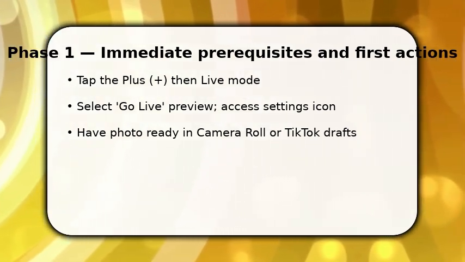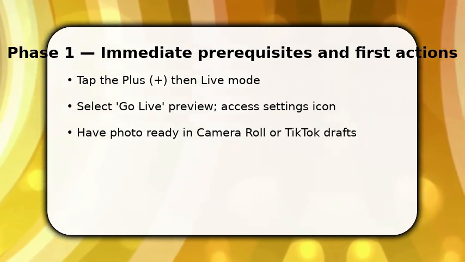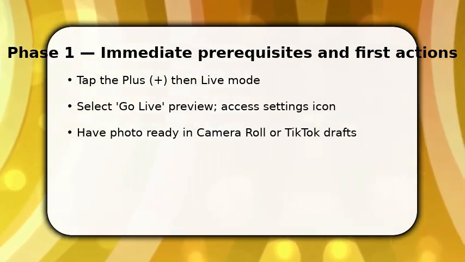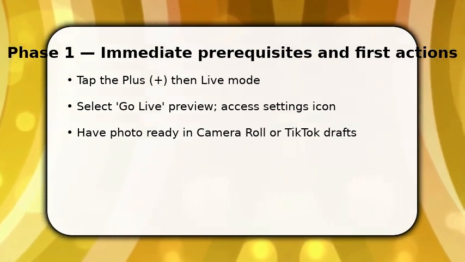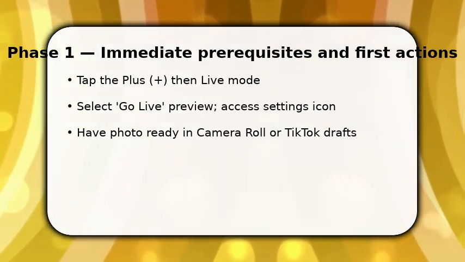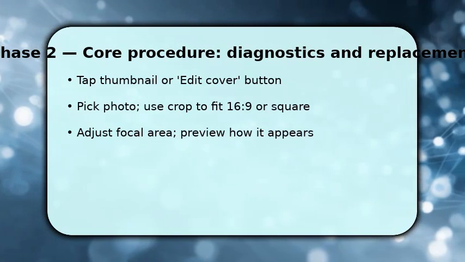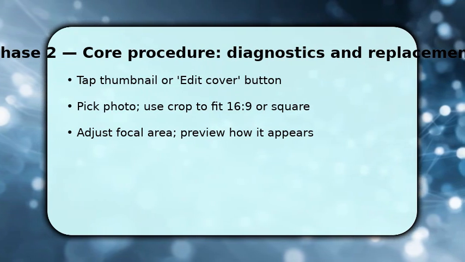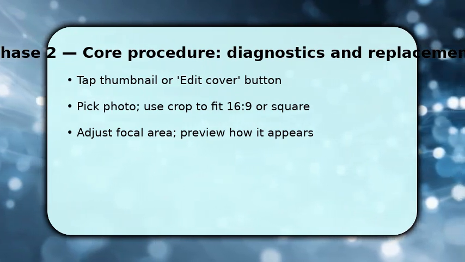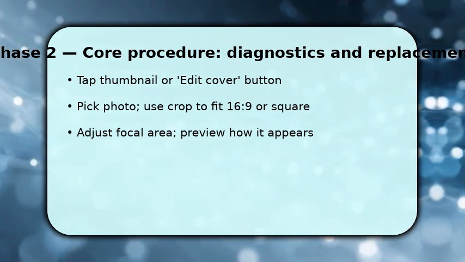You want the image available locally, saved to your camera roll, or uploaded to drafts. That makes selection instant. If you don't see the settings, swipe or look for 3 dots. Those hide extra controls. Next, you choose the photo and tailor it for live display. Tap the thumbnail or the labeled Edit Cover control, then pick a photo from your library.